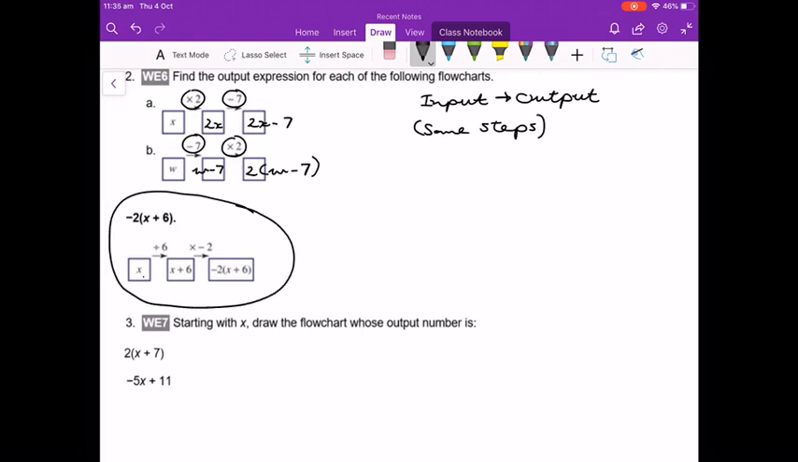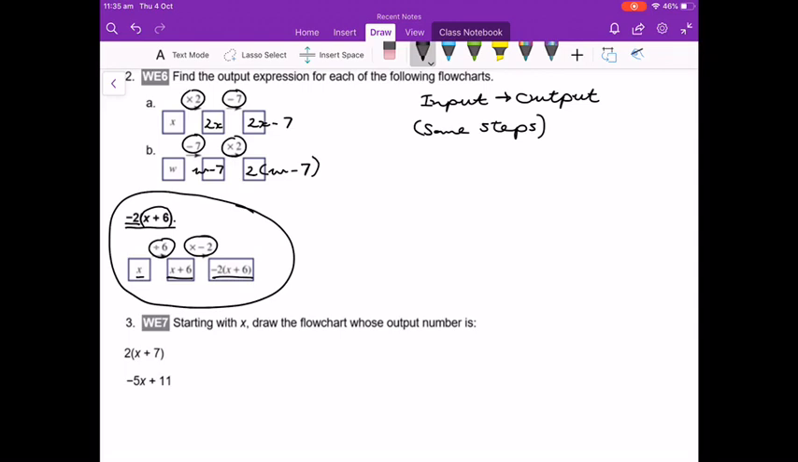So we always start with x. Then we find the first step you actually have to do in this expression, and that is x plus 6, which would give you x plus 6. The next step is multiplying it by negative 2. Therefore, the expression is negative 2 bracket x plus 6.